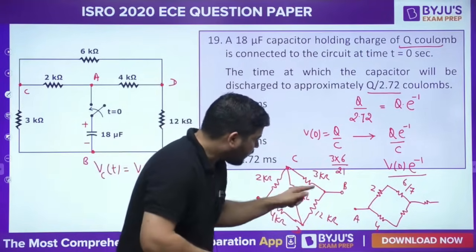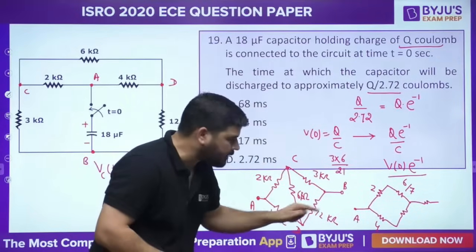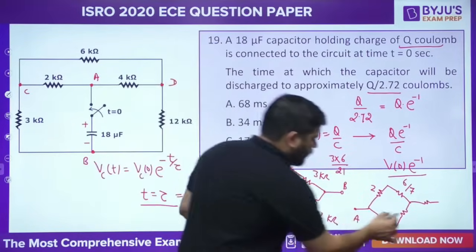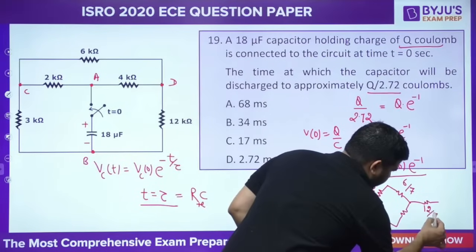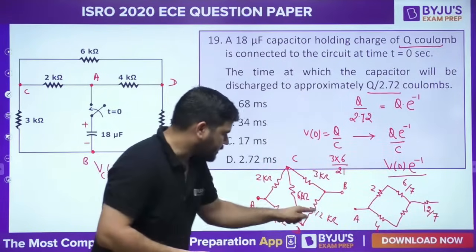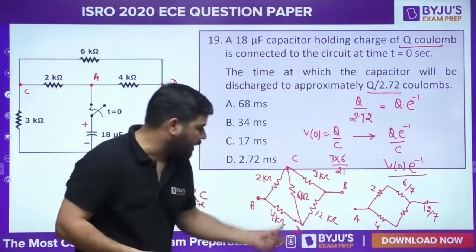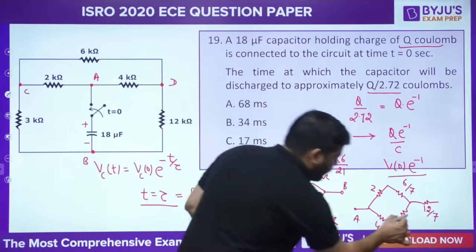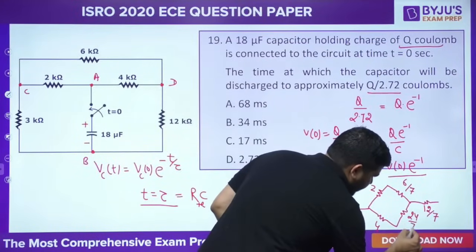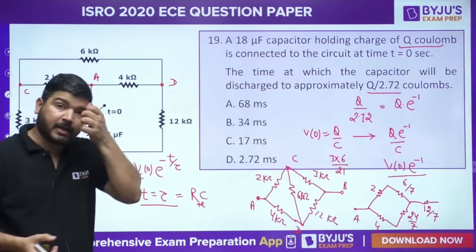Now, what about this resistance? This resistance is 3 into 12 by 21, so it will be 12 by 7. What about this? 6 into 12 by 21, so it will become 24 by 7. 24 by 7. I hope it is clear.